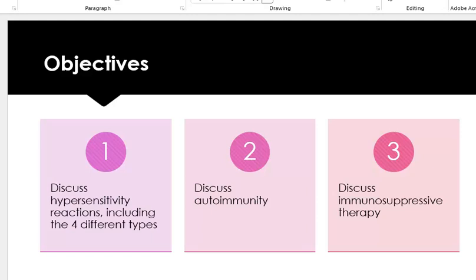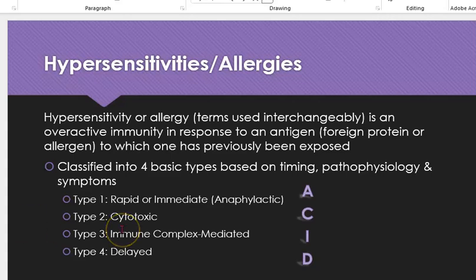Here are your objectives. The first thing we're going to talk about is hypersensitivities and allergies. So hypersensitivity or allergy, the terms are used interchangeably, is an overactive immunity in response to an antigen. An antigen is a foreign protein or allergen to which one has previously been exposed.